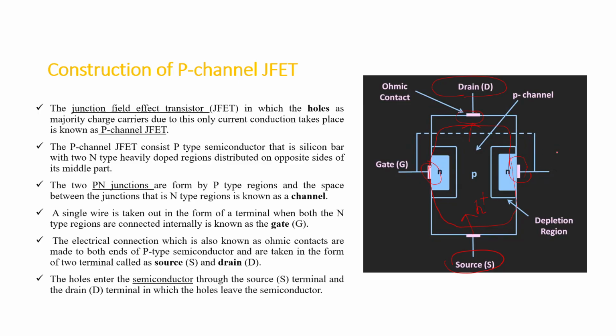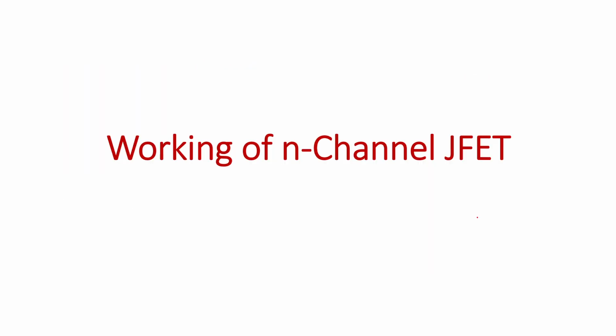And heavily doped regions are N-type. Since the channel is P-type, the heavily doped regions are made up of N-type and there will be a depletion layer. So we'll see first the working of N-channel with its characteristics. In the working of N-channel, actually there are three cases. It's based on the voltages which we apply across the terminal.